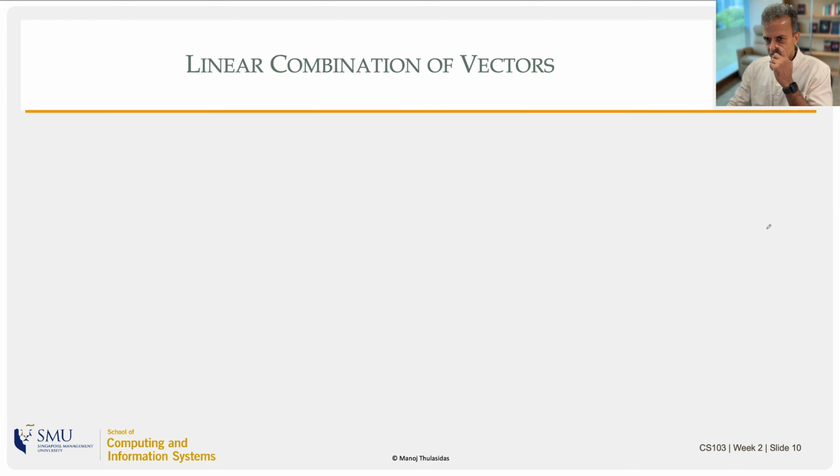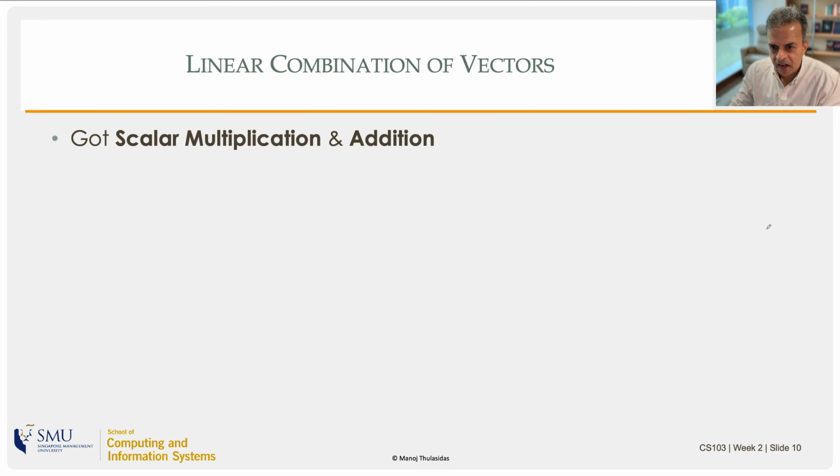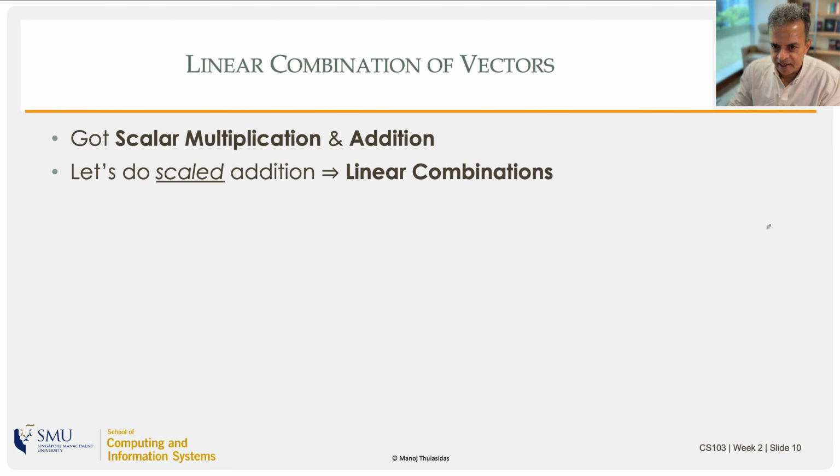Now the next concept is the idea of doing both these things at the same time. You can scale and add at the same time. If you have a couple of vectors or many vectors, you can scale them by some numbers and add them, and what you're doing there is something that we will call a linear combination. You're linearly combining vectors. And this, as you might imagine, because it's a linear operation, is like the backbone of linear algebra. So we've got scalar multiplication and addition. Let's do a scaled addition, and that's a linear combination.